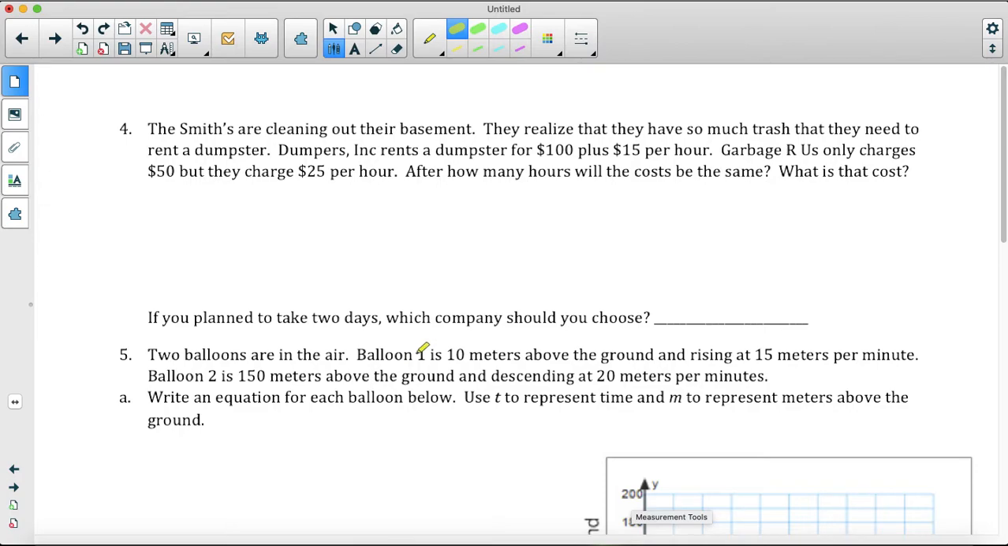This video is on solving systems of linear equations, word problems. The Smiths are cleaning out their basement. They realize that they have so much trash that they need to rent a dumpster.